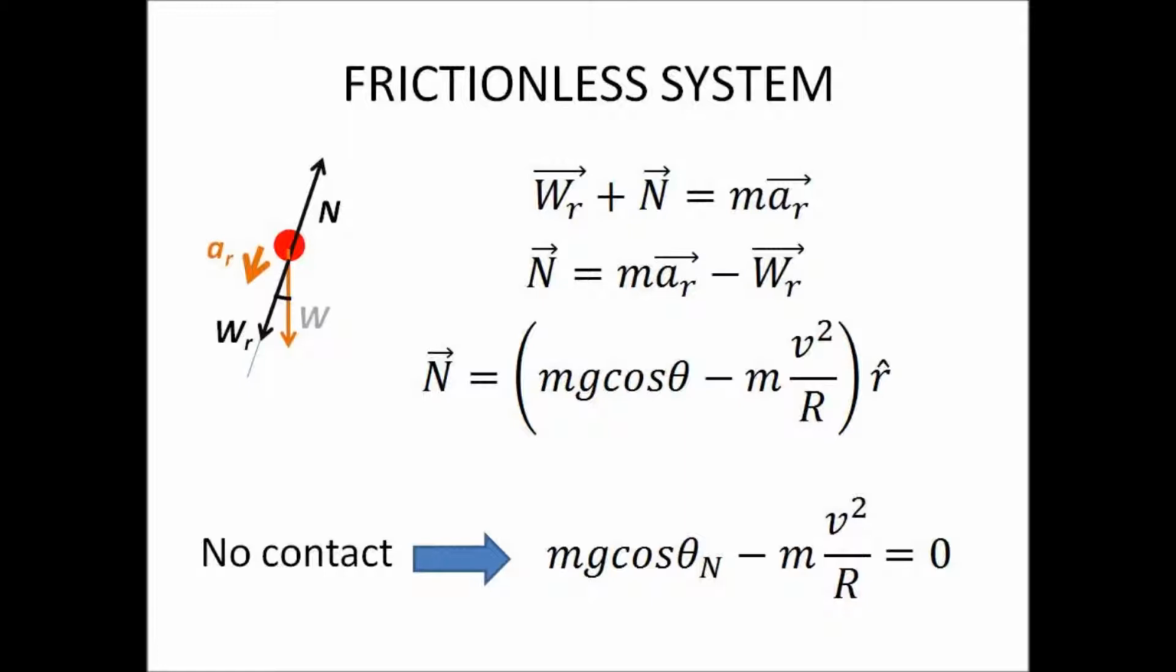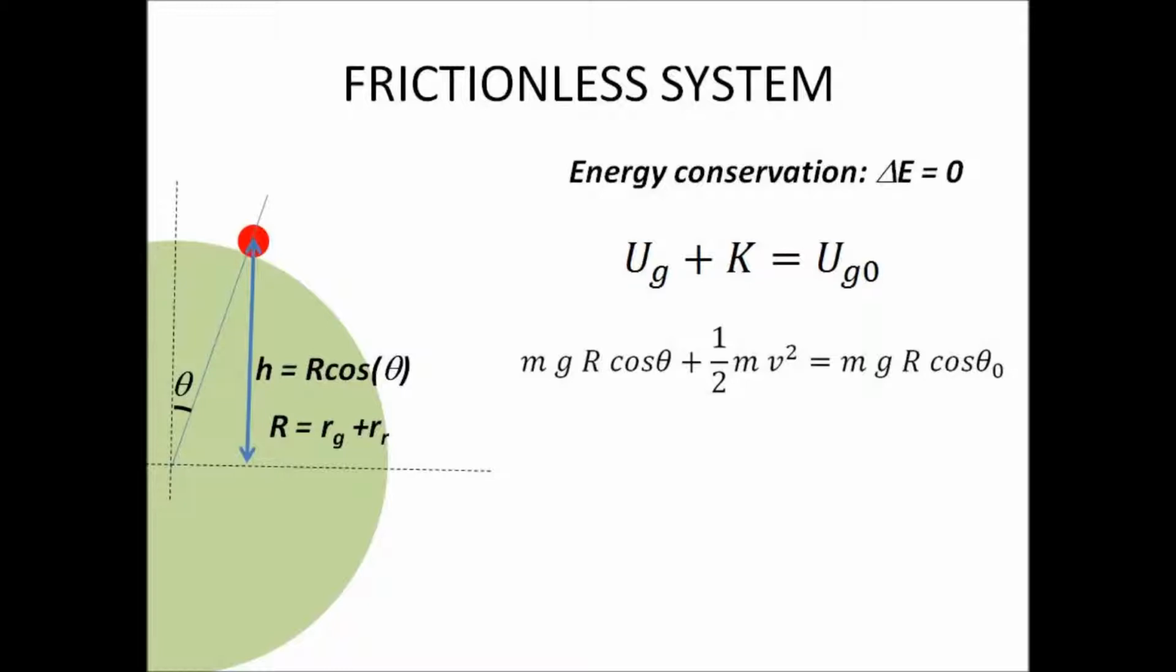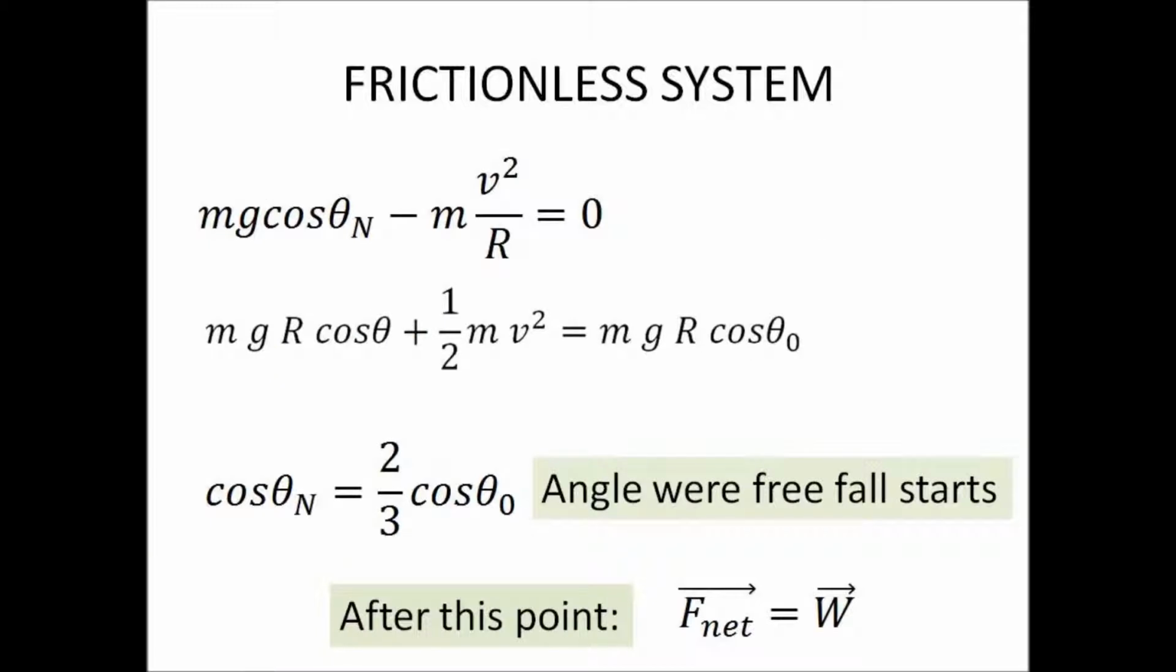When the surface does not need to do any force on the object, it loses contact and starts a free fall. That's the same as saying that the normal becomes null. We can calculate the angle when this happens if we add the energy conservation. We only have to take into account the gravitational energy at the beginning and the end, and the kinetic energy of the ball at the end.